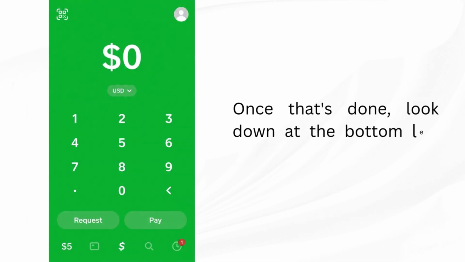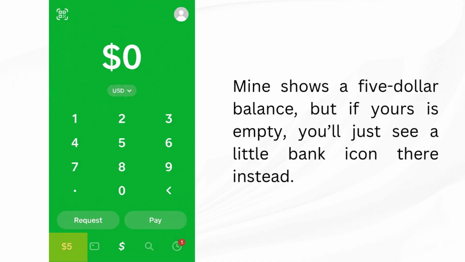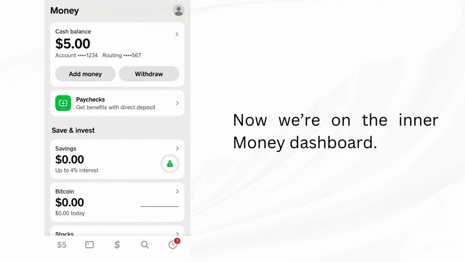Once that's done, look down at the bottom left corner of your screen. Mine shows a $5 balance, but if yours is empty, you'll just see a little bank icon there instead. Go ahead and tap that spot. Now we're on the inner money dashboard.